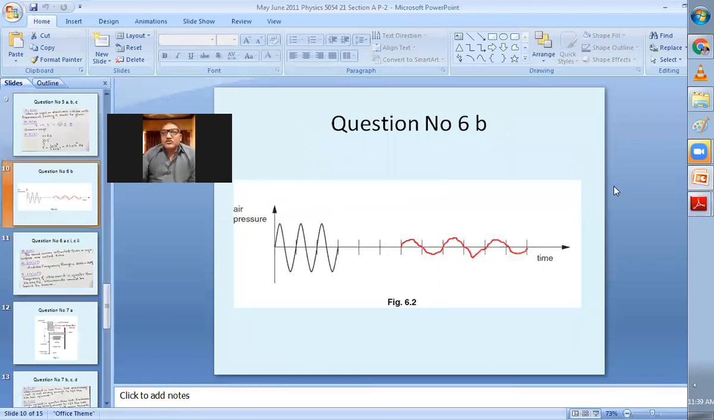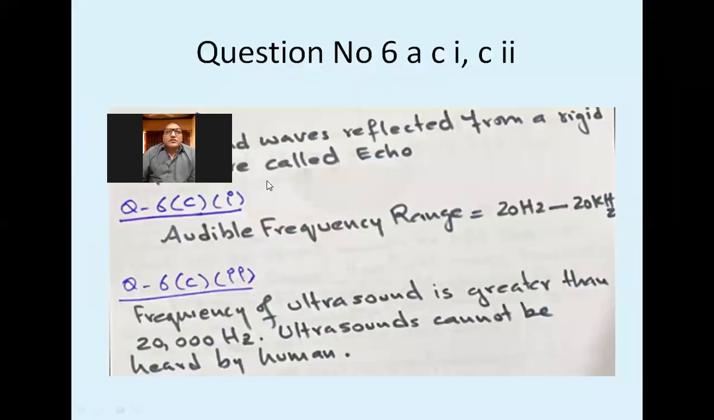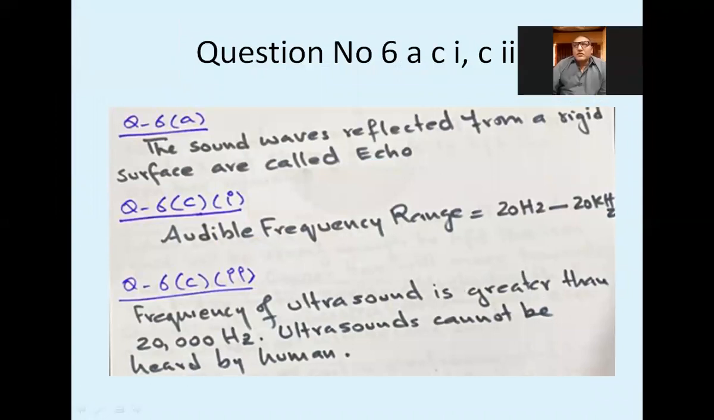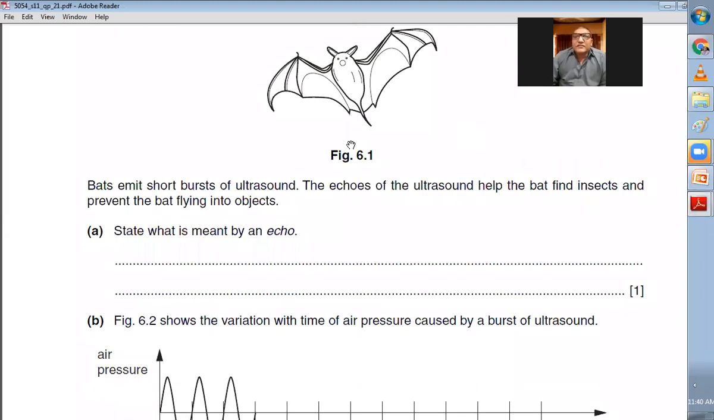Let me show you question number 6 part A on your screen. So the sound waves reflected from a rigid surface are called echo. This is how you will define echo. We will check its marking scheme later.